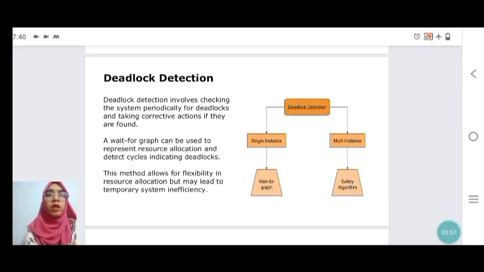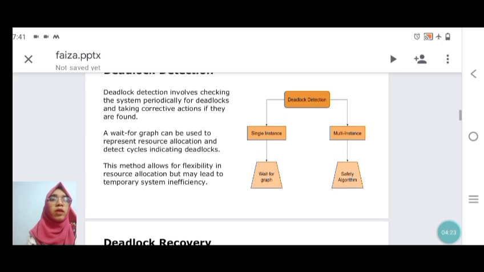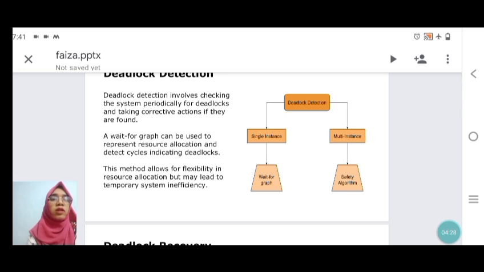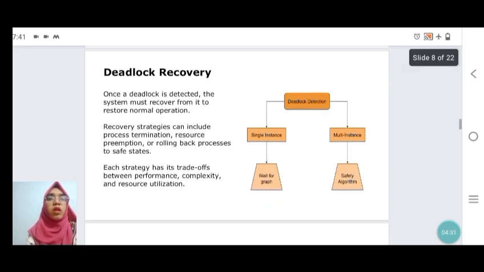Deadlock detection. Deadlock detection involves checking the system periodically for deadlocks and taking corrective actions if they are found. A wait-for graph can be used to represent resource allocation and detect cycles indicating deadlocks. This method allows for flexibility in resource allocation but may lead to temporary system inefficiency. So, deadlock detection is of two types: single instance and multi instance. A single instance uses a wait-for graph, and multi instance uses a safety algorithm.